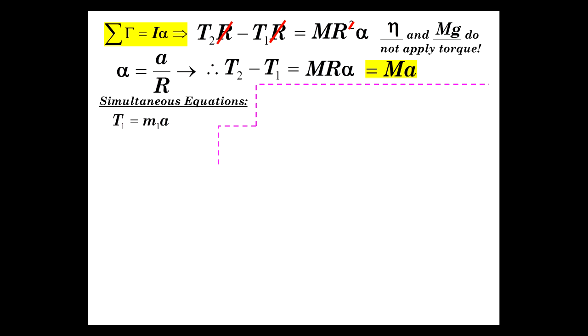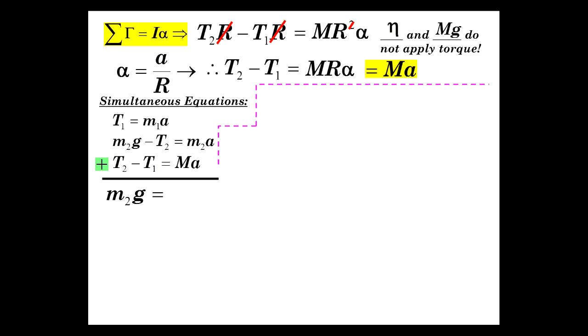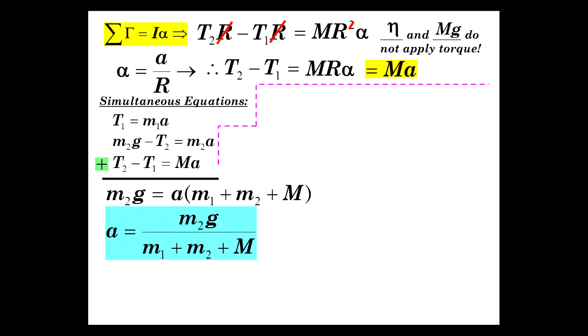So we have three simultaneous equations: T1 equals M1A, M2G minus T2 is M2A, and our third expression, T2 minus T1 is MA. Let's add these. Now if we add these three simultaneous equations, very happily, T1 minus T2 plus T2 minus T1 all disappears. So on the left side we just have M2G, and then on the right side we have M1A, M2A, and big MA. Everything has A in it, so we can factor out the A and have M1 plus M2 plus M multiplied by A. So we solve for the acceleration: A equals M2G over M1 plus M2 plus M.